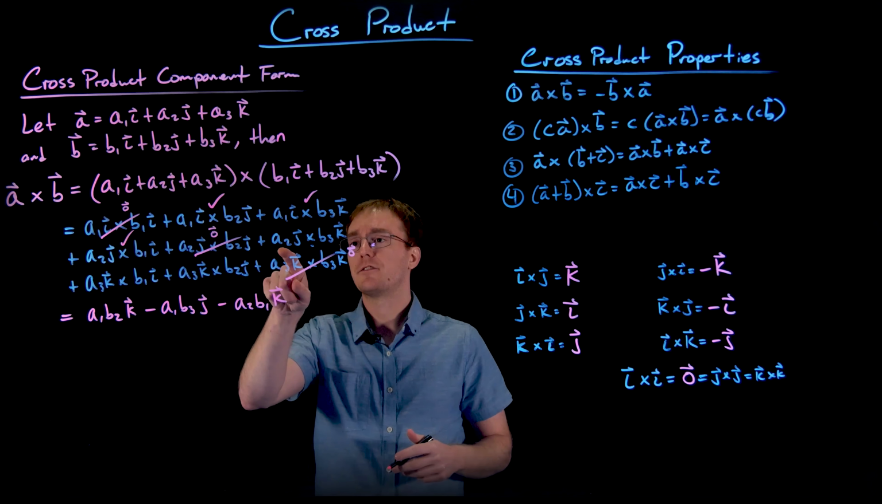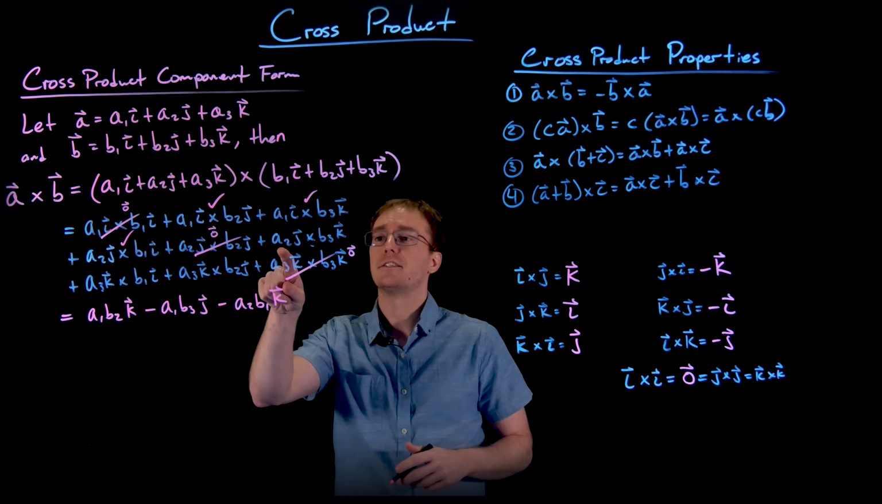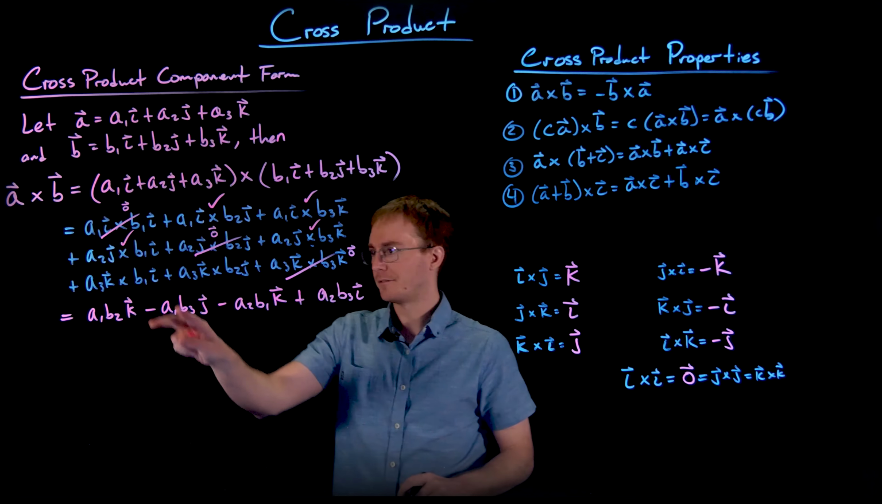Let's see what's left over in our second line, A2j crossed with B3k. So we know what we're going to do with the constant coefficients. The A2 and the B3 will come out front. And then next we have to figure out what happens with j cross k. Well, according to our list of scratch work from before, j cross k is going to give us positive i. So that's very good. We've taken care of that smaller cross product. Now we have two left.